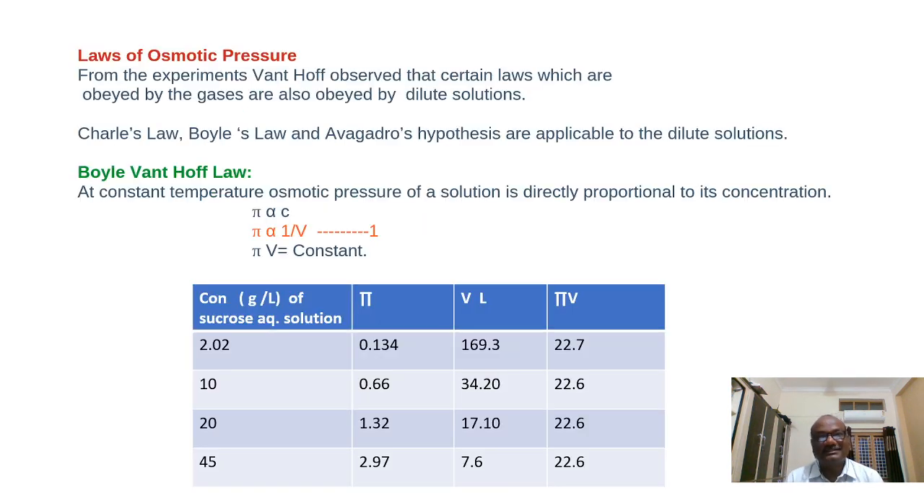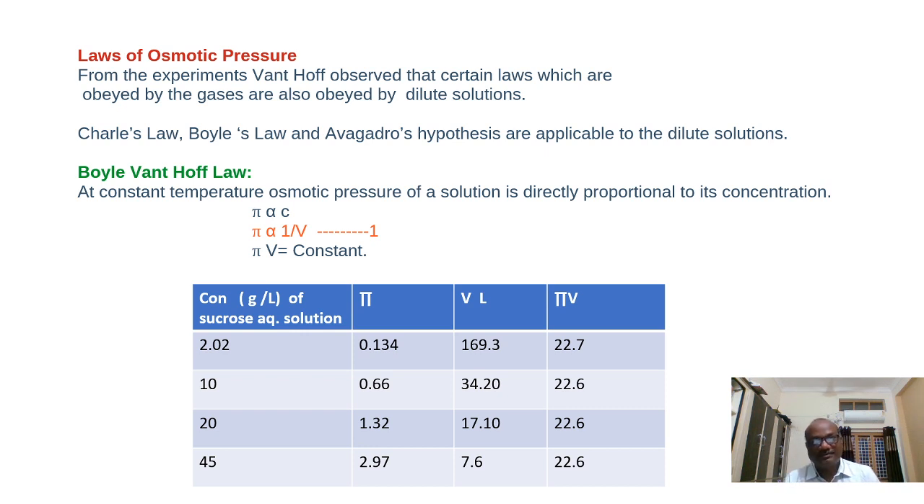In the last class we discussed the concept of osmosis and osmotic pressure, and how to determine the osmotic pressure theoretically. The formula was pi is equal to h rho g. Osmosis means the spontaneous movement of solvent molecules from low concentration region to high concentration region through a semi-permeable membrane, when a solvent and solution, or a low concentration solution and a high concentration solution, are separated by a semi-permeable membrane.